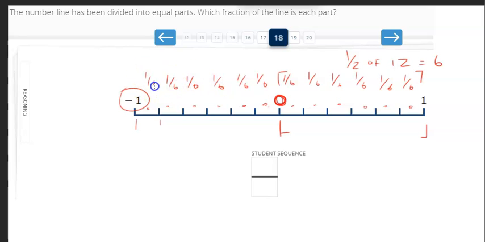So a lot of students, and I've seen this time and time again, look at this and say, this has to be 1/12 because there are 12 parts. Not necessarily. We're trying to figure out what each chunk represents based on the fact that 0 is here. So the correct answer in this case is not 1/12, but it's 1/6.